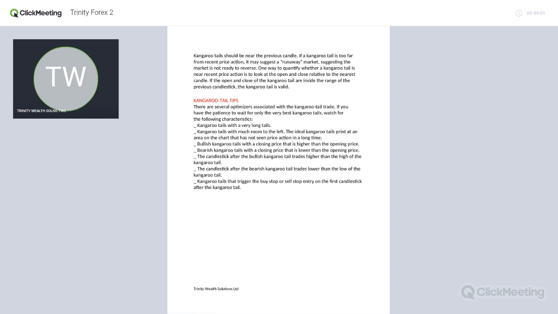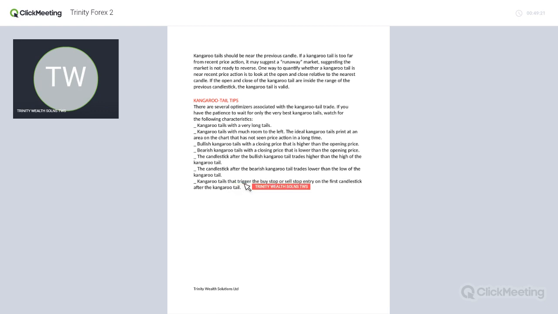Okay, and the same case applies to the bearish ones. So the candlestick after the bullish kangaroo tail trades higher than the high of the kangaroo tail, and the candlestick after the bearish kangaroo tail trades lower than the low of the kangaroo tail. We look at these things on the platform for you to just internalize them.